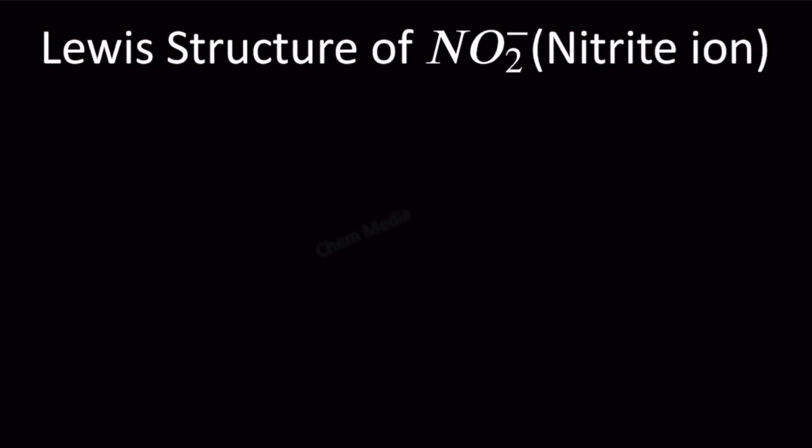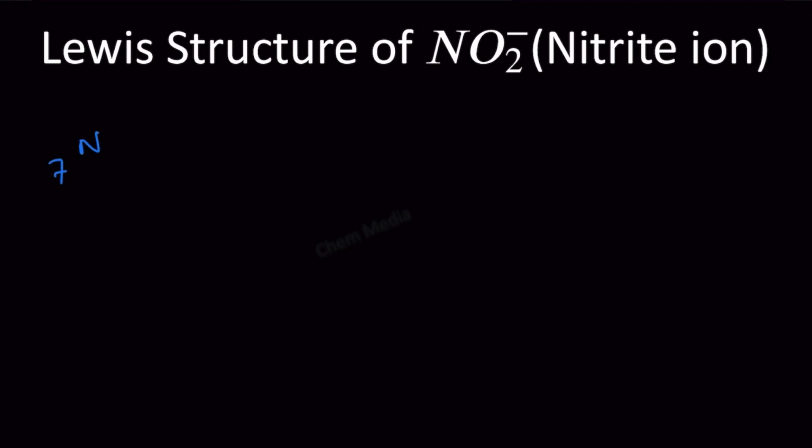Hello everyone, in this video we are going to write down the Lewis structure of NO2 minus, that is nitrite ion. To write the Lewis structure of any molecule or ion, we need to know the total number of valence electrons, and therefore let us first determine the total number of valence electrons.